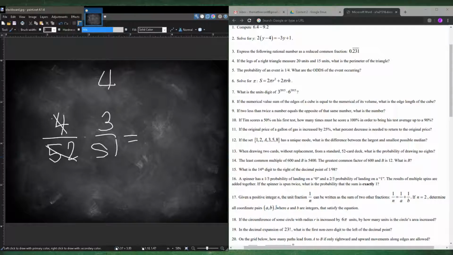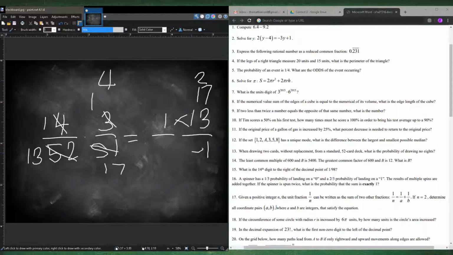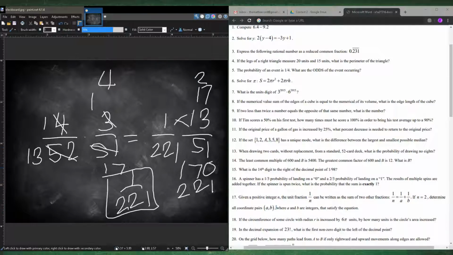4 divided by 52 is 1 over 13. 3 divided by 51 is 1 over 17. So that's 1 times 1 is 1, and 13 times 17: 7 times 3 is 21, so that's 221. So your answer is 1 over 221. So that's your answer. Okay.